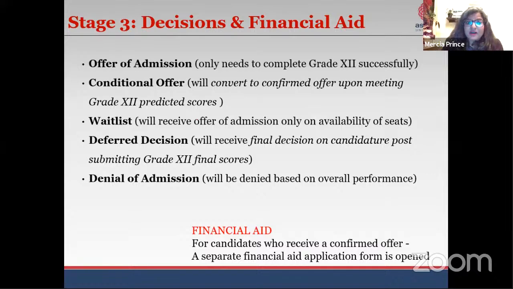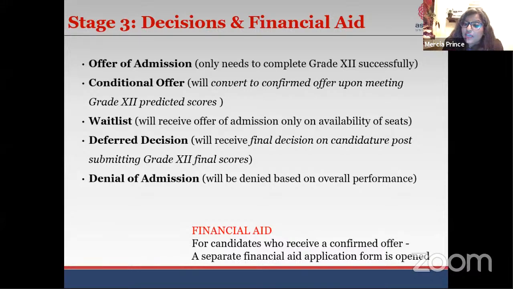Finally, decisions. You can get an offer of admission or a conditional offer, or you can be placed on a wait list, which is based on whether there's availability of seats at the end of the round. A few people's decisions may be deferred. Maybe we need that extra parameter of their class 12 final scores. And if your overall performance is not up to our criteria, then you can be denied admission.